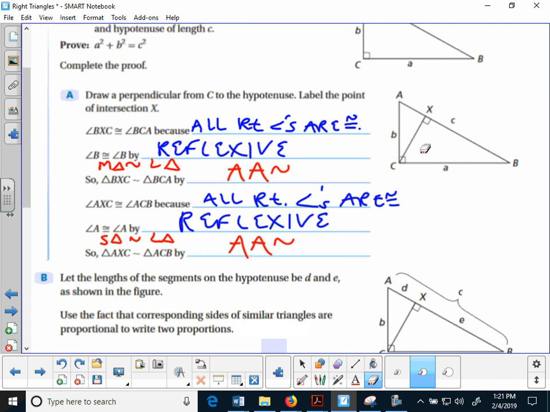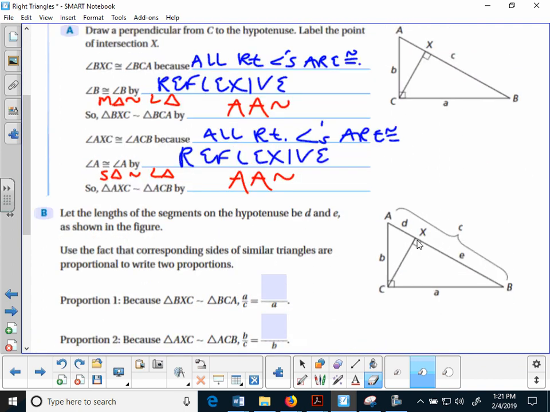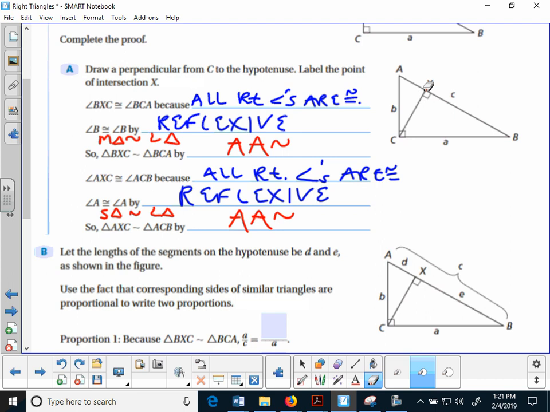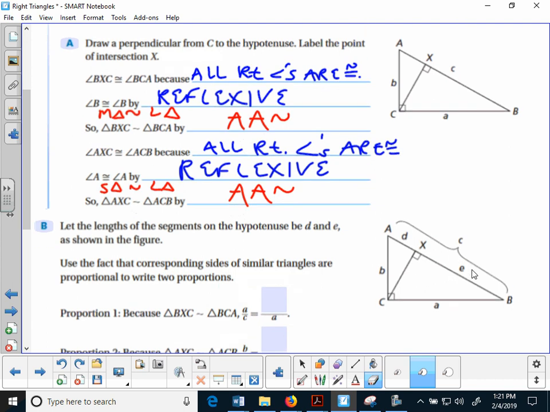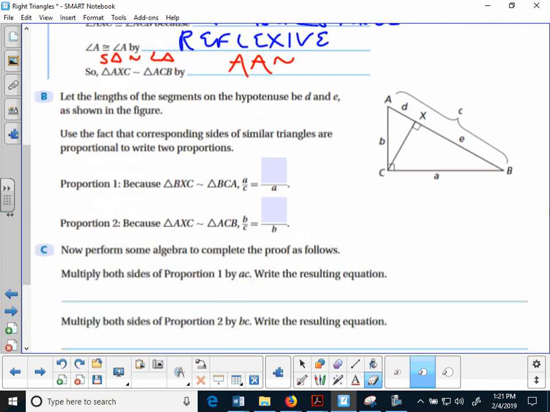Get rid of all that craziness there. When we drew this right here, notice how we split the hypotenuse into that little guy and this little guy? What they did here is they labeled this little guy D and this little guy E. See, D, E. And the whole thing is still C, of course.